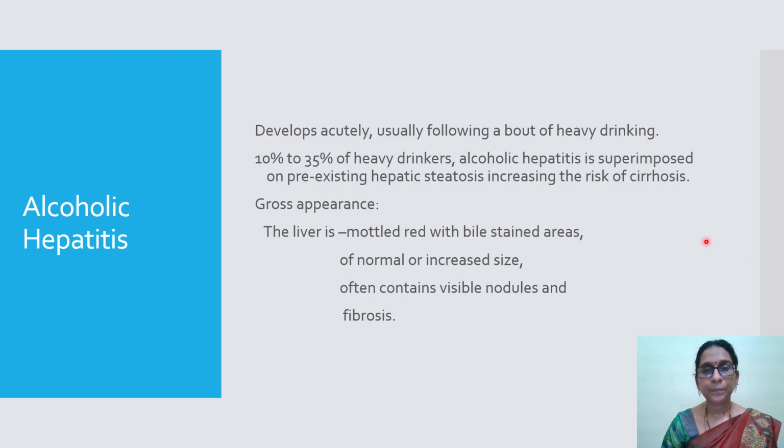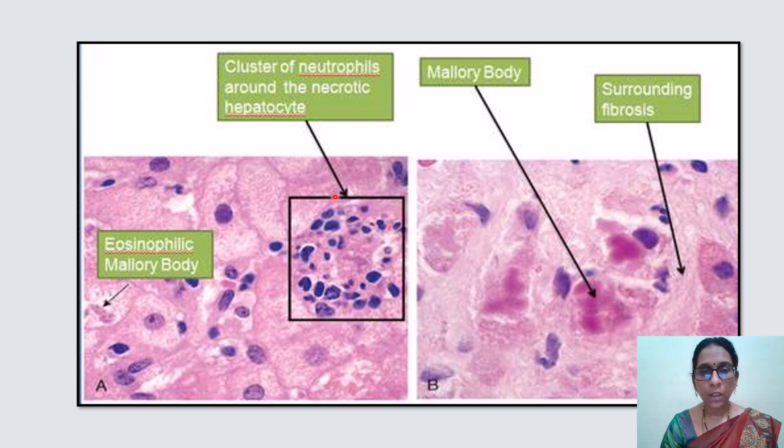Alcoholic hepatitis develops acutely, usually following a bout of heavy drinking. It occurs in 10 to 35% of heavy drinkers. This alcoholic hepatitis is superimposed on pre-existing hepatic steatosis, and it increases the risk of development of cirrhosis of liver. Grossly, the liver would appear mottled red with bile-stained areas, of normal or increased size, and it contains some visible nodules and fibrosis.